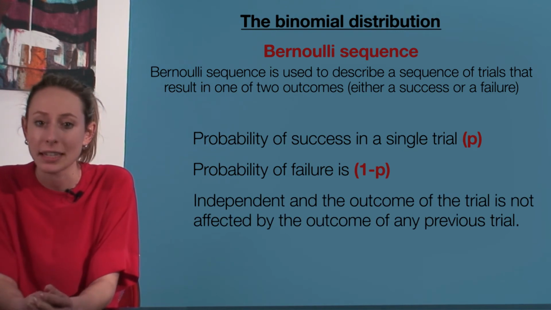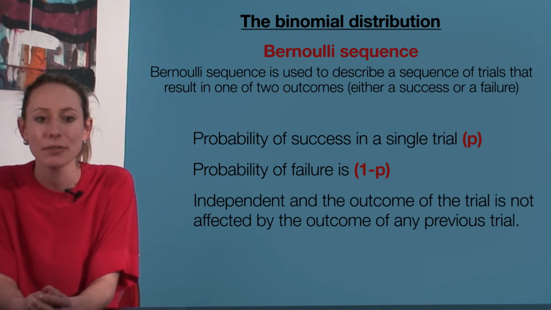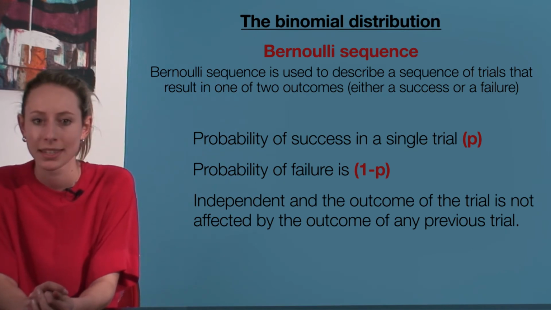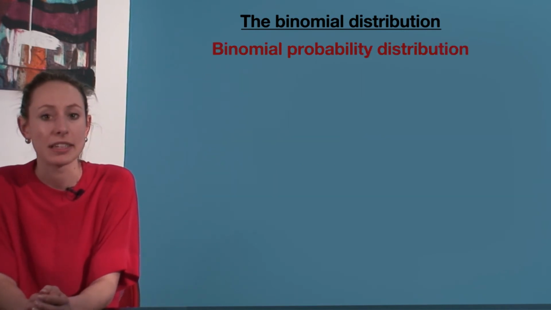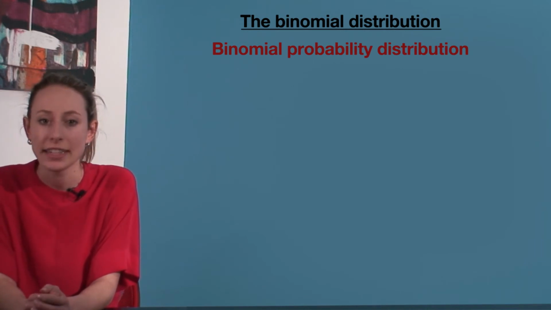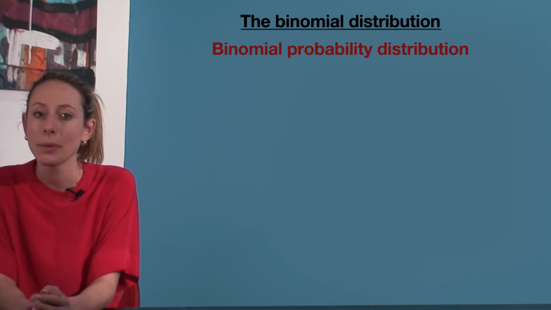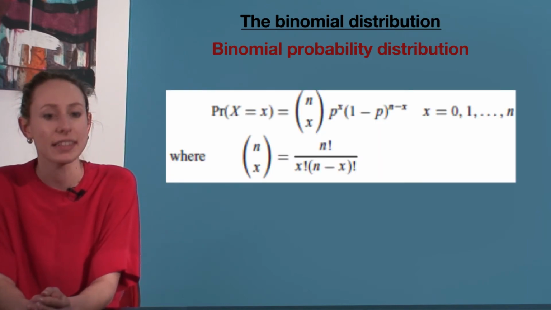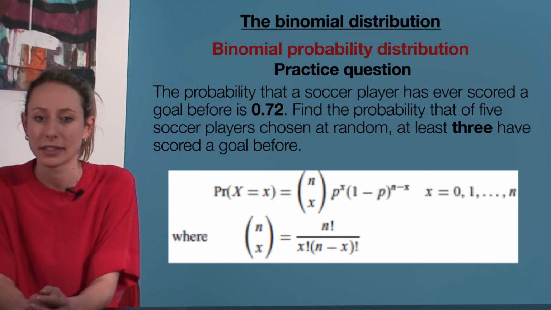Lastly, a Bernoulli sequence is independent, and the outcome of the trial is not affected by the outcome of any previous trial. Now, let's look at binomial probability distribution. The number of successes in a Bernoulli sequence of n trials is called a binomial random variable, and in general, we can find the probability of achieving x successes in n independent trials of a binomial experiment by using this formula. Here is an example for binomial probability.